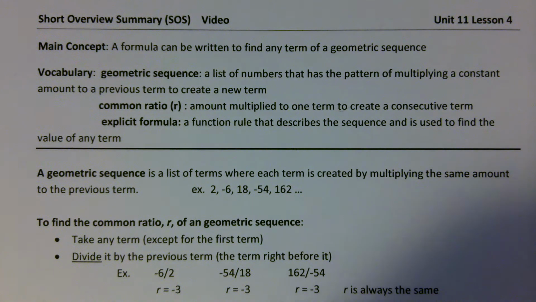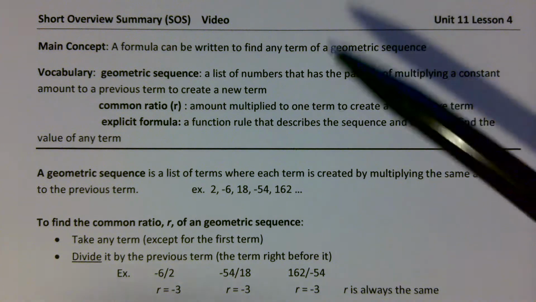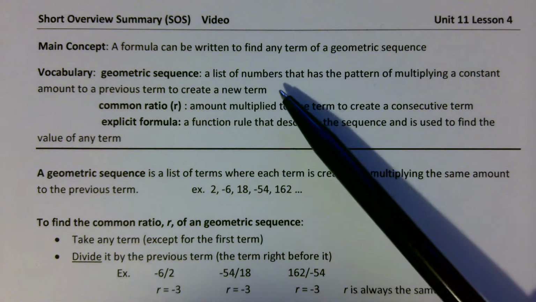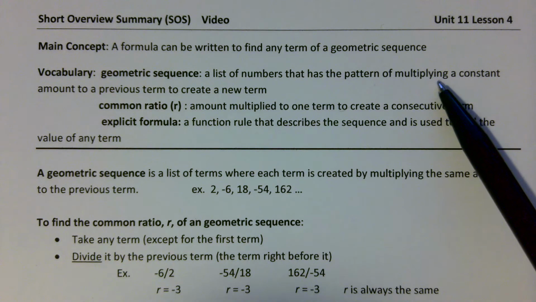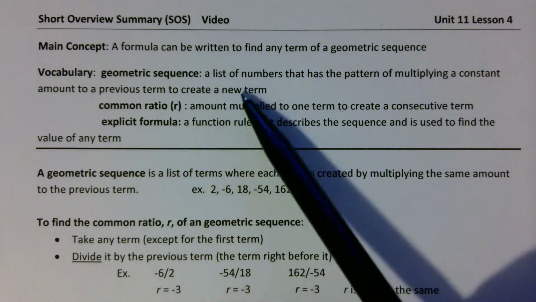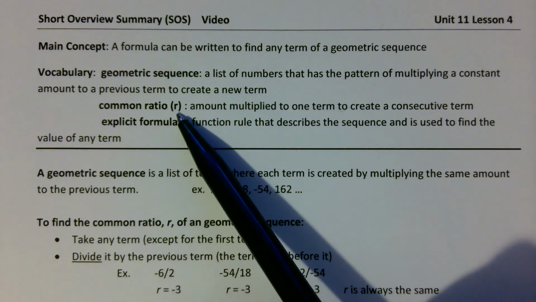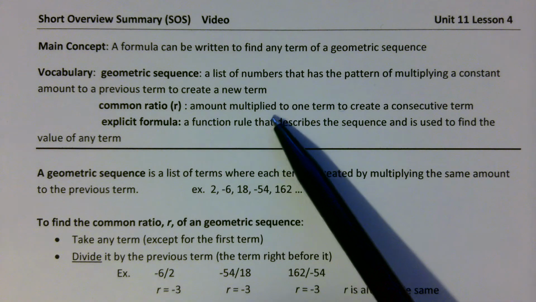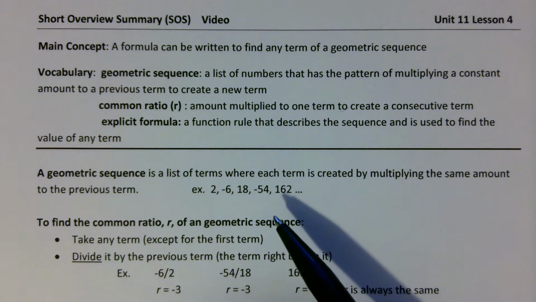This SOS video is about geometric sequences and the fact that a formula can be written to find any term of a geometric sequence. A geometric sequence is a list of numbers that has a pattern of multiplying a constant amount to a previous term, and that's how you create a new term. The common ratio, otherwise known as r, is the amount that's being multiplied to one term to create a consecutive term.